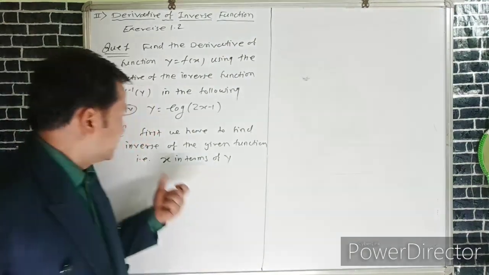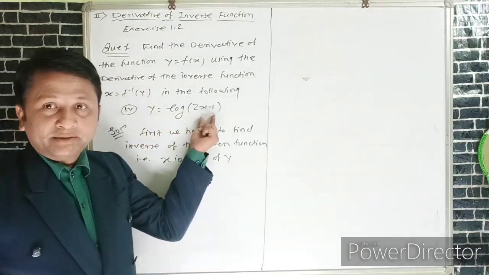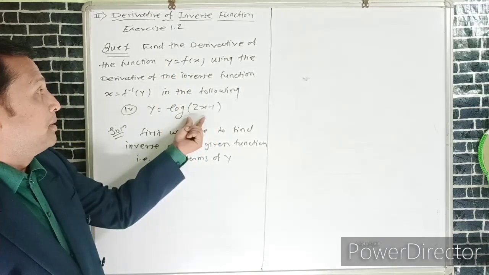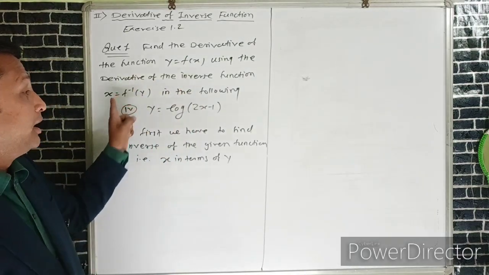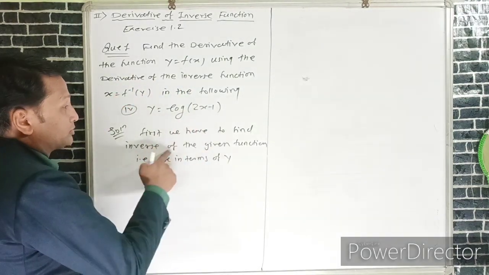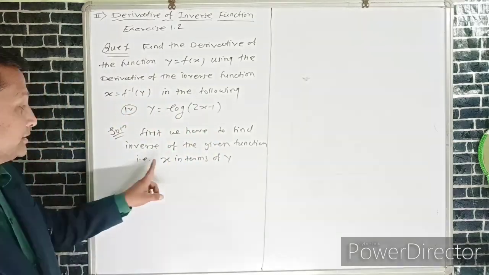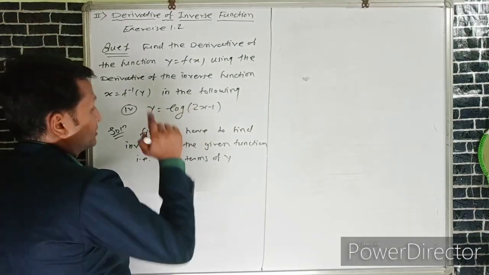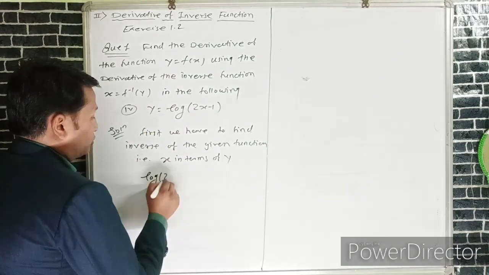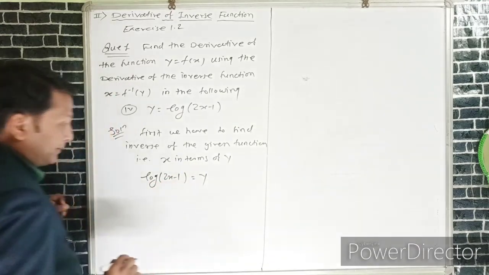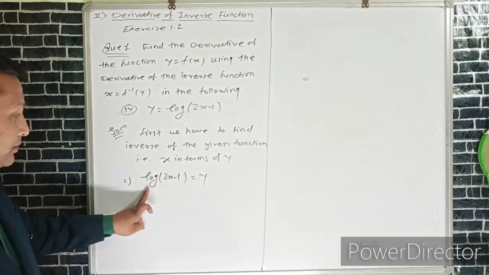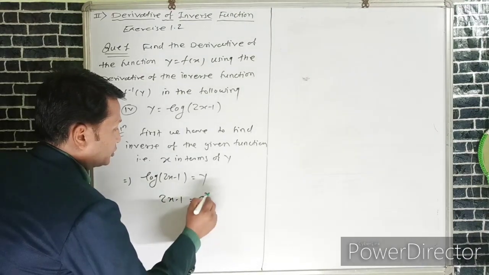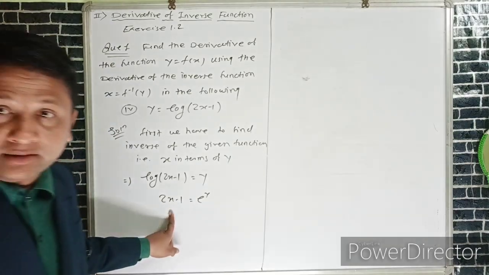Again, the next example is y is equal to log of 2x minus 1. If we have to find the derivative dy upon dx by using the derivative of the inverse function, again first we have to find the inverse of the given function, that is x in terms of y. If we have to find x in terms of y, then we can write first log of 2x minus 1 is equal to y. If we transfer this log to the right side, then we can write 2x minus 1 is equal to e raised to the power y by using the definition of logarithm.